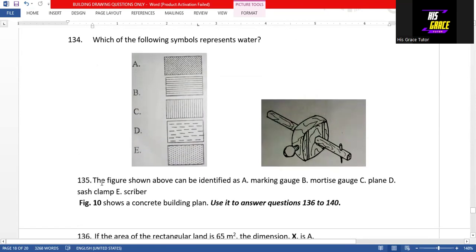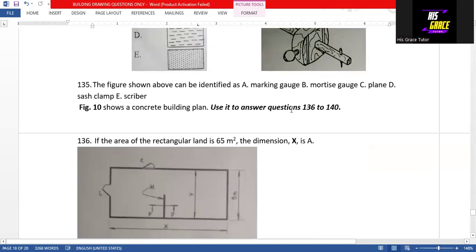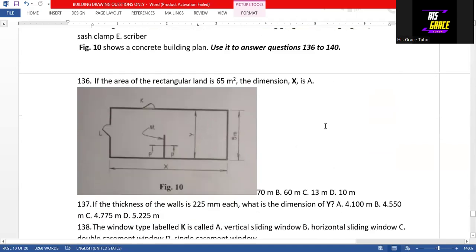Question 135. The figure shown above can be identified as a marking gauge. Option A is the answer to question 135. Then we have to use this diagram to answer questions 136 to 140.